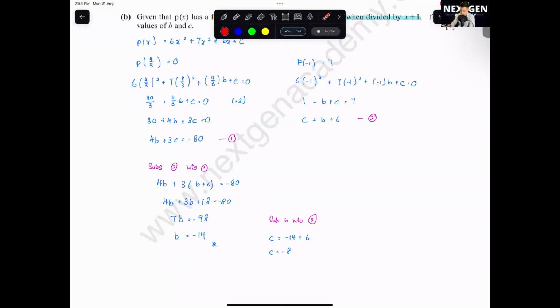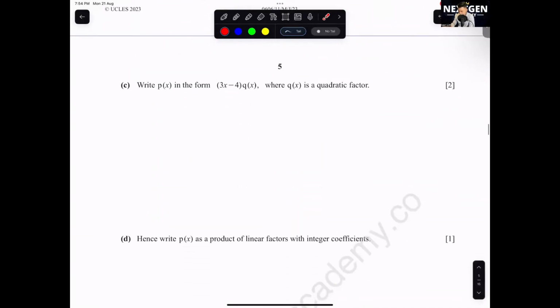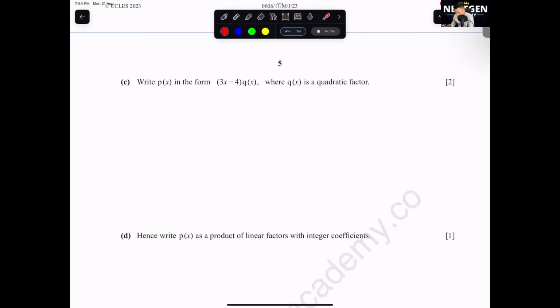Okay, let's go to question C. Write p(x) in the form (3x minus 4) q(x), where q(x) is a quadratic factor. Okay, so we are gonna do this. Let's write down what's our p(x) first: 6x cubed plus 7x squared minus 14x minus 8.